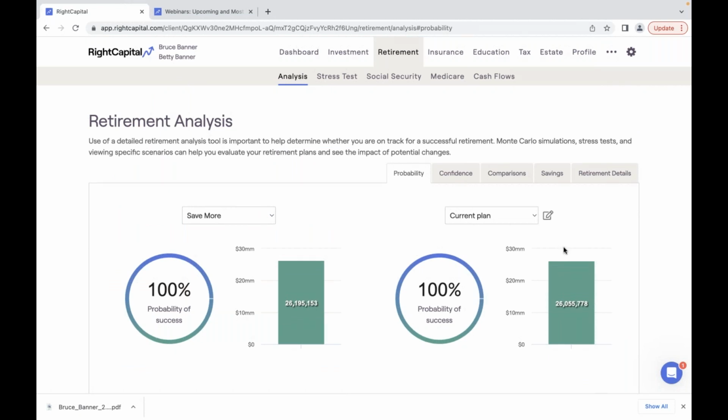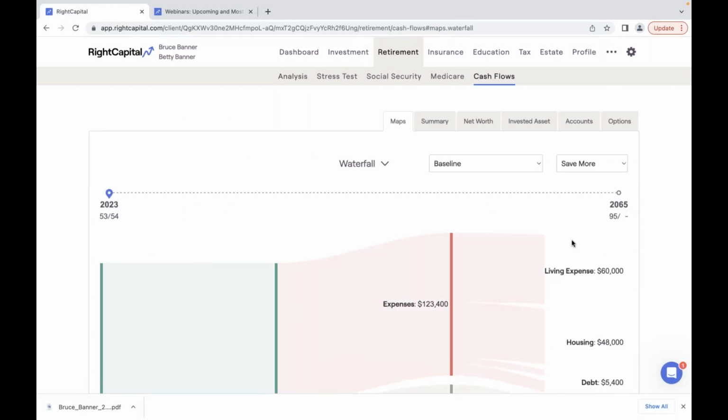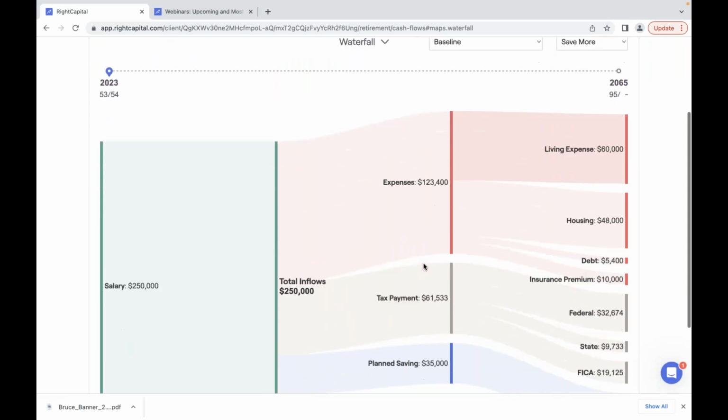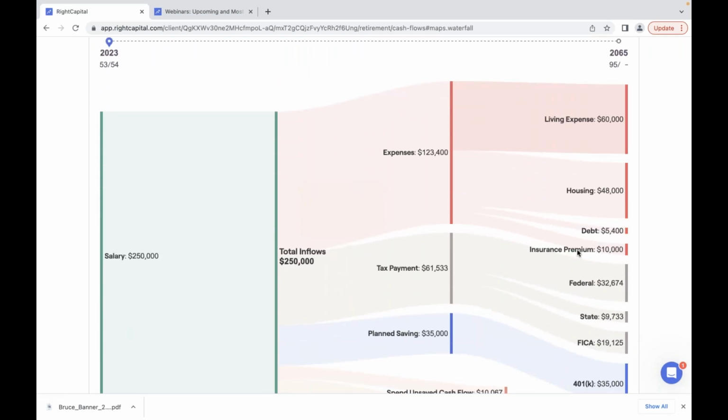Great, lots of good feedback on the cash flow maps here. Found it easier to work with the clients on. Let's see, net worth map. Let's see.